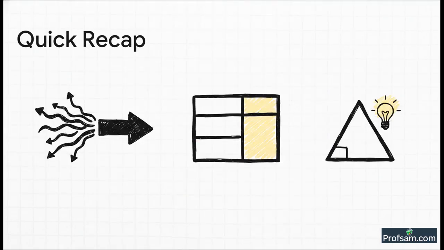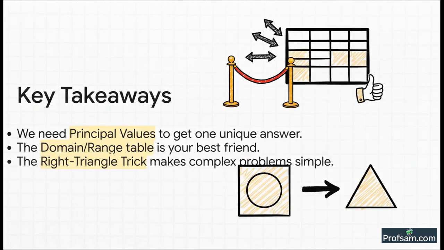Phew! Okay, we've covered quite a bit. So let's do a super quick recap of the most important things you need to remember. First, the whole reason we have principal values is to make sure we get just one unique answer. Second, that domain and range table is your absolute best friend for this chapter. Screenshot it, memorize it. And third, don't forget the right triangle trick. It's a lifesaver for those complicated-looking problems.